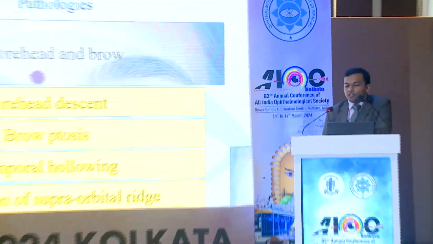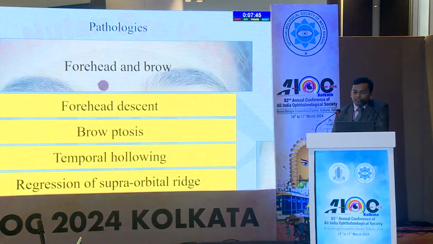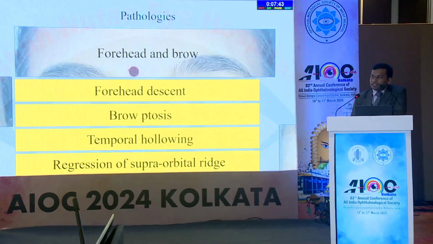What periocular aesthetic patients come to us? They come with problems of the forehead and brow, that is one. They come with upper lid issues and lower lid issues. So in the forehead and brow, most commonly we see forehead descent. These are usually 50 plus patients. They have forehead descent and then associated they have brow ptosis.